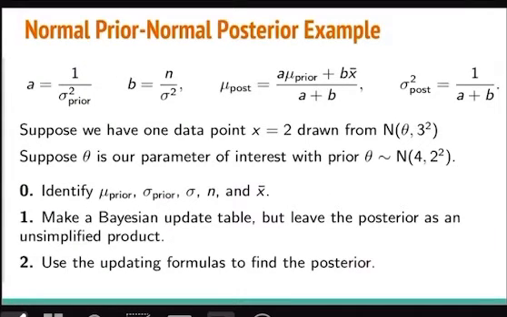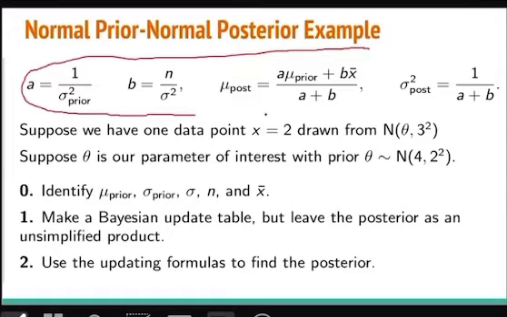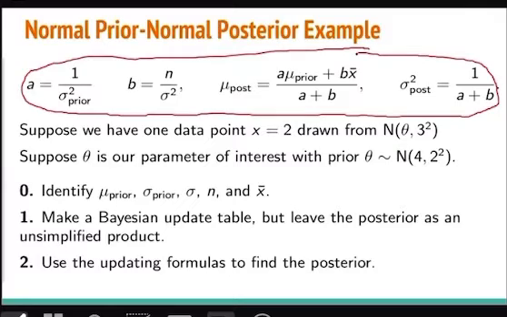You need to write this down for the purpose of this exam. The posterior mean is A multiplied by the prior mean. You already know the prior mean. How am I going to get A? What is A? A is 1 over prior variance. Does that make sense? And B is the number of your data divided by sigma squared.